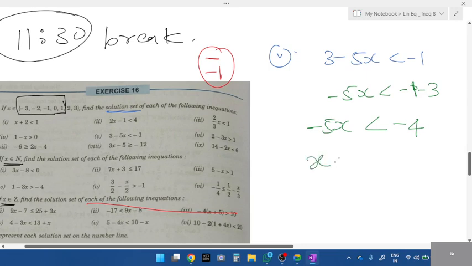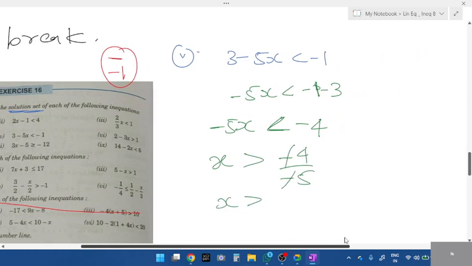Now I need to shift minus 5 down. What happens to sign? Will it remain the same or change? Minus 5. I'm going to divide minus 5. What happens to the sign, students? Less than will become? Minus and minus will change. X is greater than 4 by 5.